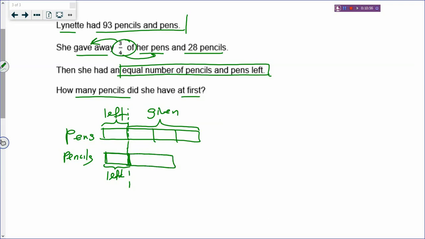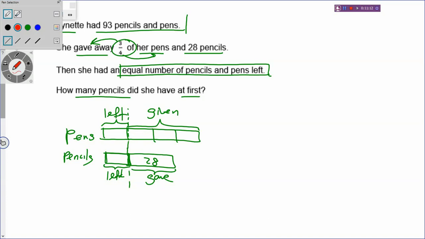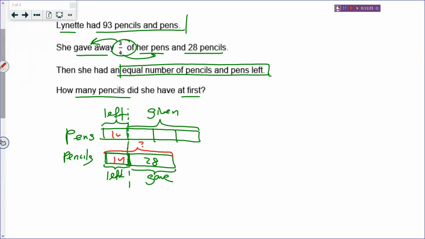She gave away 28 pencils, and now she had an equal number of pencils and pens left. So how many pencils did she have at first? Your question mark is over here. Okay, and of course, what do you call all the boxes that look the same? You call them 1 unit, right? That's why the equal number left is 1 unit, 1 unit, and then the pens have altogether 4 units.